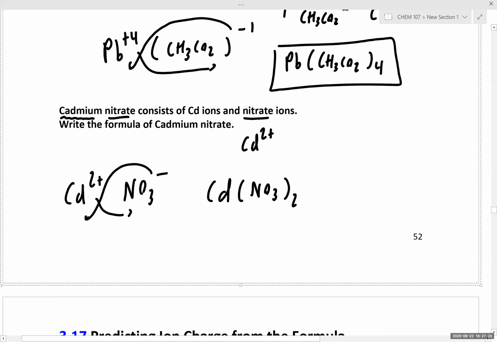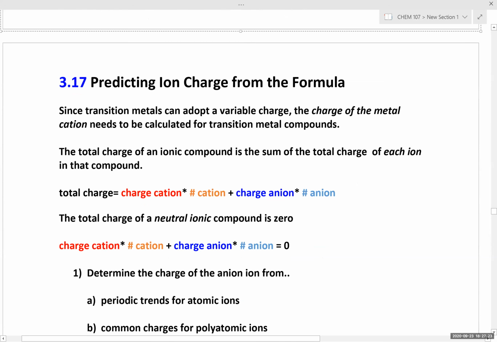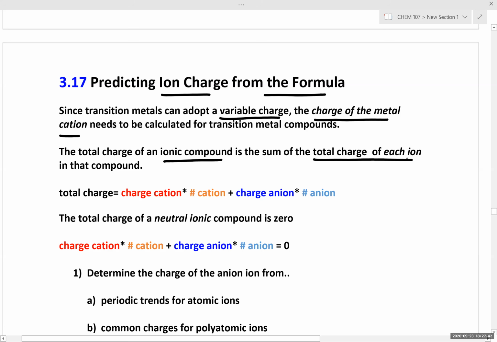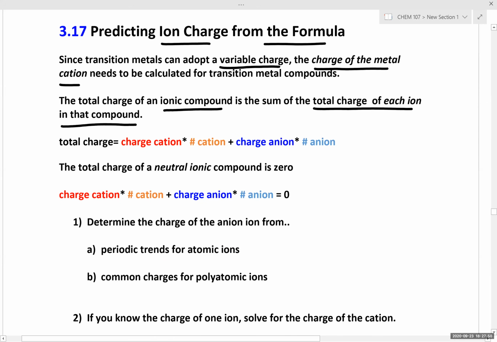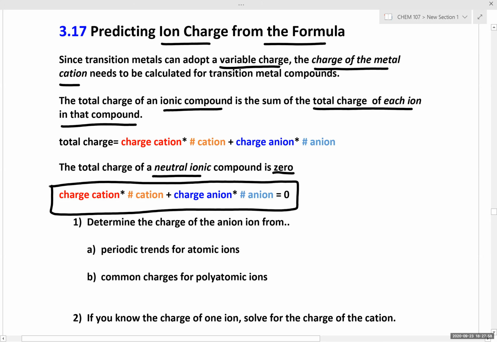If not, let's keep moving on and talk about predicting ion charge from the formula. Since transition metals can adopt a variable charge, the charge of the metal cation needs to be calculated. The total charge of an ionic compound is the sum of the charge of each ion in that compound. Since the total charge of a neutral ionic compound is 0, if we add up the charge of our cations and anions, we should get 0.